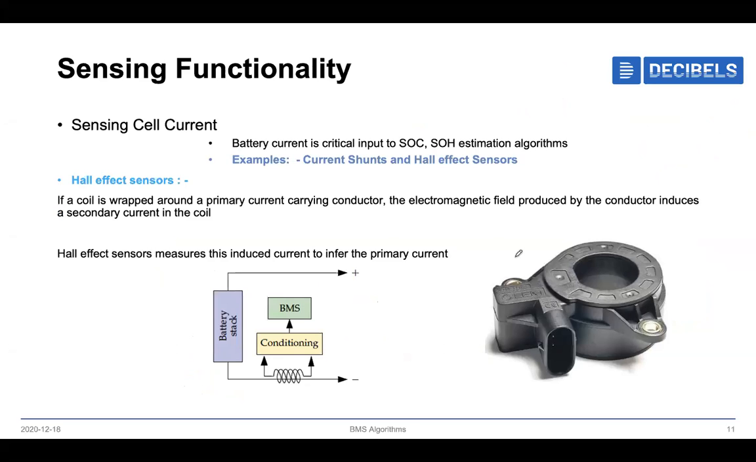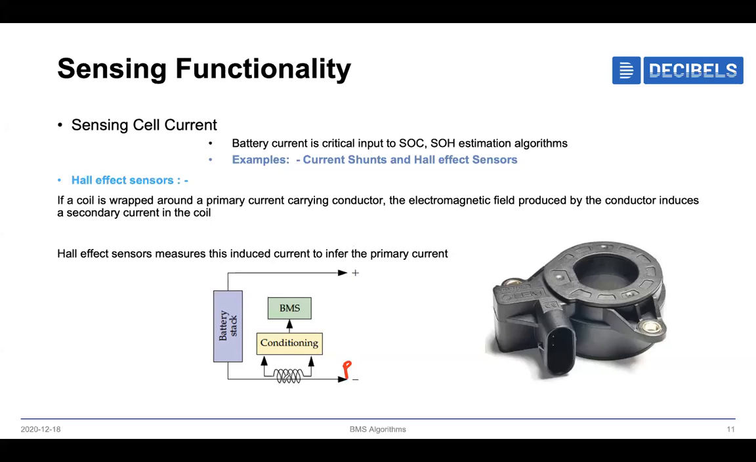The second example is using Hall effect sensors. We all know how these Hall effect sensors work. It is basically the principle of the electromagnetic field. When there is a current-carrying conductor and a coil surrounding it, there is electromagnetic field generation, so current will be generated in the secondary coil. The primary is our battery terminals, and the secondary coil is kept around this primary.